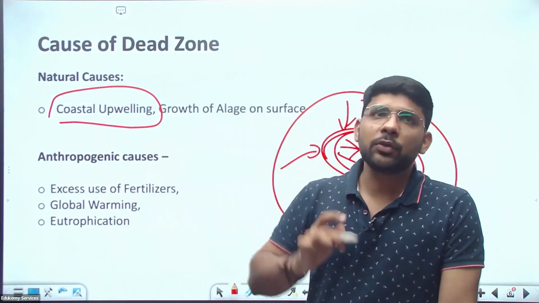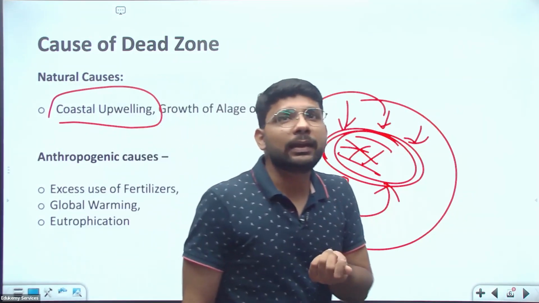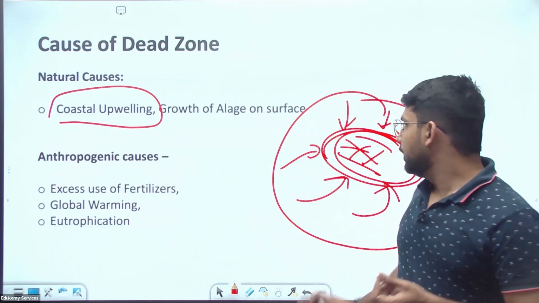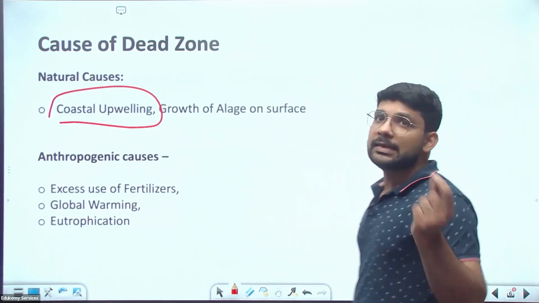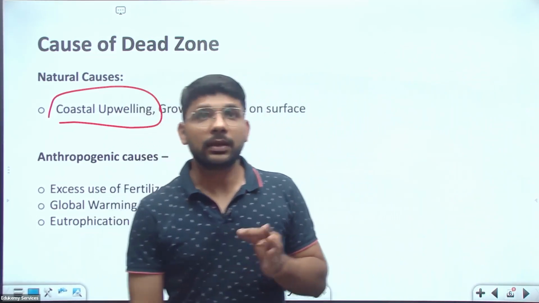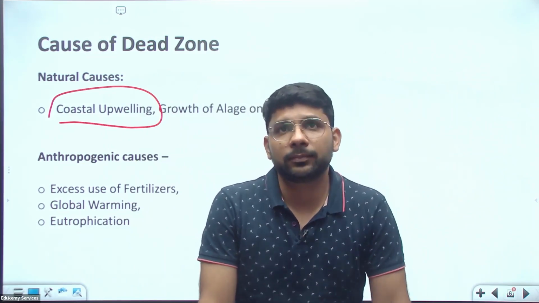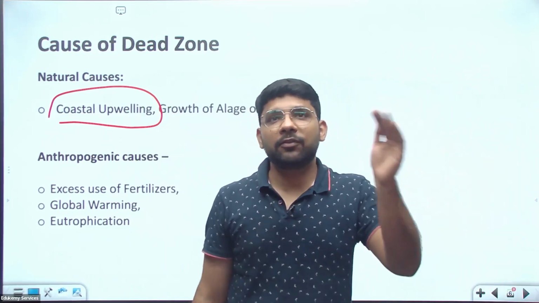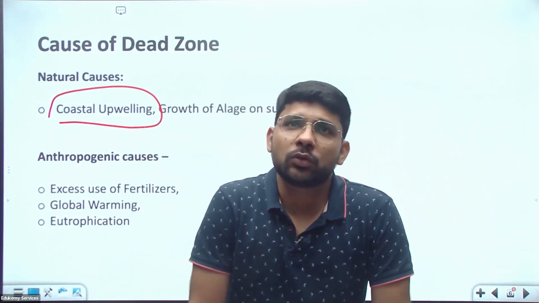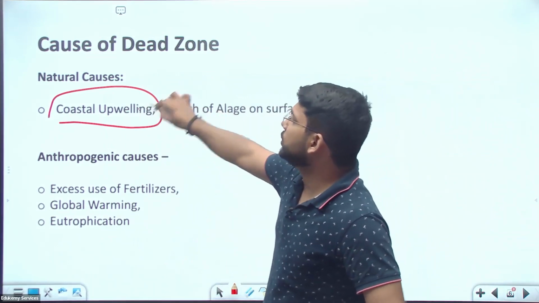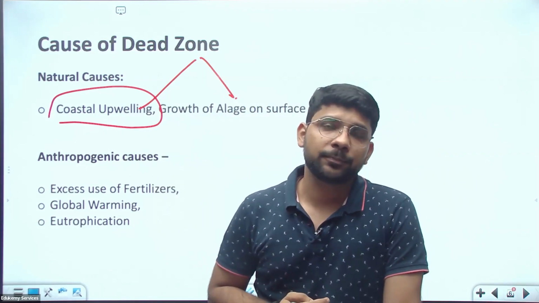So it can be due to a natural reason, that is coastal upwelling. Second, the growth of algae on the surface of water. If there is excessive growth of algae in the region, that leads to a decrease in oxygen because the algae take the highest oxygen. So the water will be deficient in oxygen, which leads to the dead zone again. So these are the two major reasons: one is coastal upwelling and the second is the growth of algae on the surface.